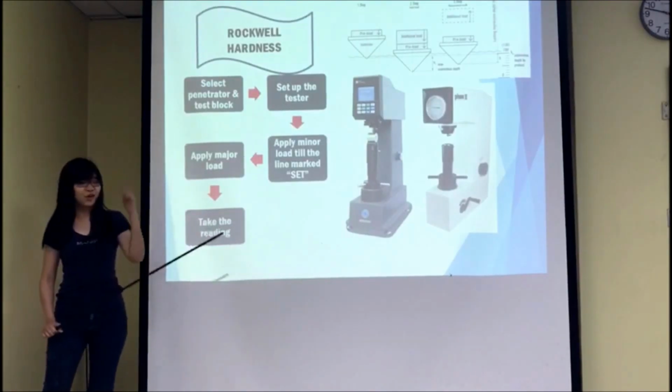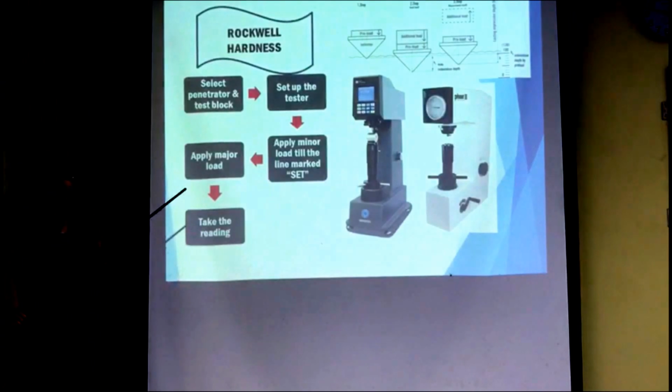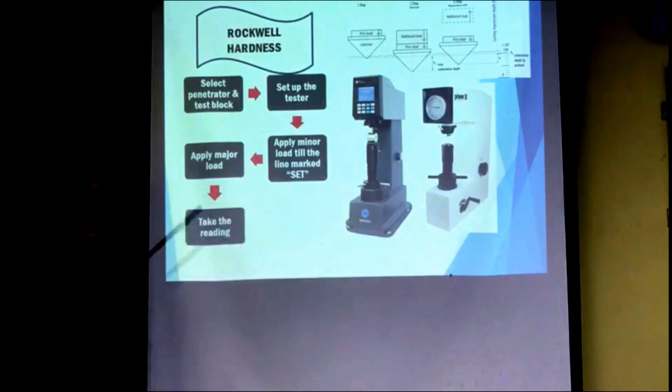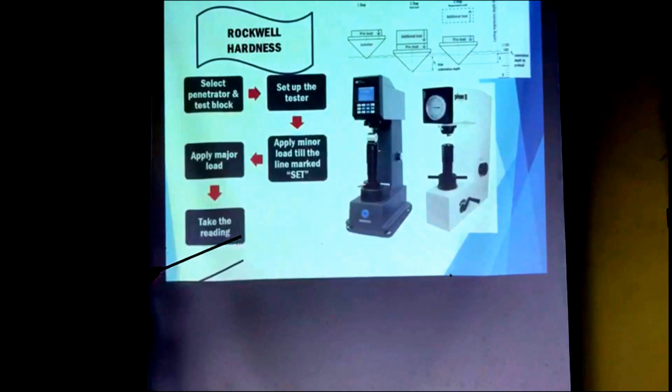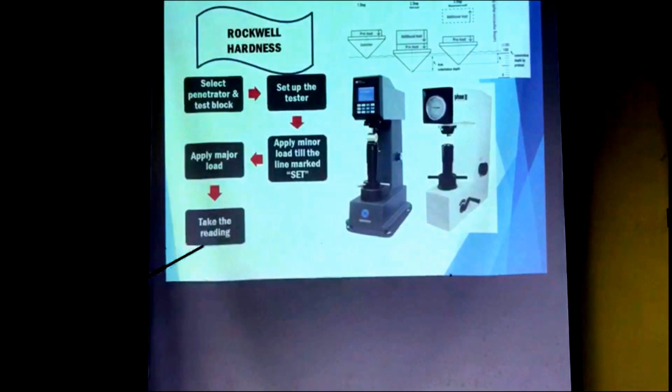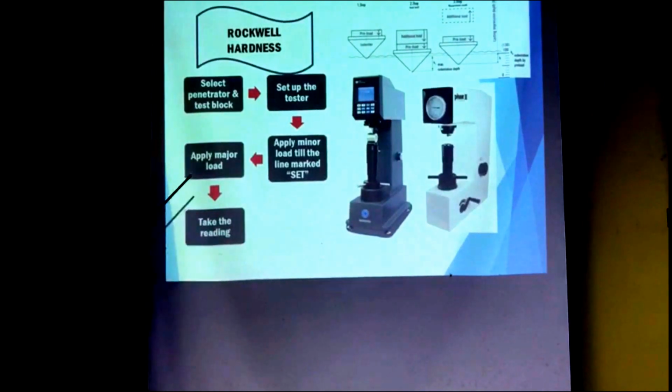Okay, so this is the Rockwell hardness test. We have 2 types of machines: analog machines and digital machines. And the machine we are currently using in our material lab is the digital machine for the Rockwell hardness test. So the first step in the Rockwell hardness test is that we have to select the penetrator and test block. That is the crankshaft that we want to test.